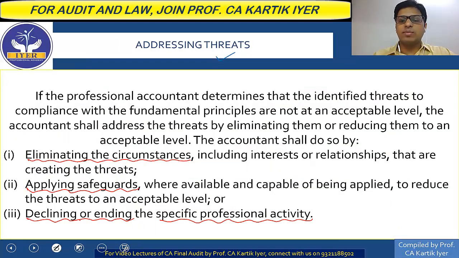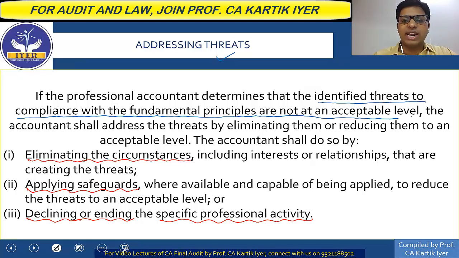If the professional accountant determines that the identified threats to compliance with the fundamental principles are not at an acceptable level, the accountant shall address the threats by eliminating them or reducing them to an acceptable level. So the threat should be reduced. Now, how can you reduce the threats? Let's see this. The accountant shall do so by eliminating the circumstances.